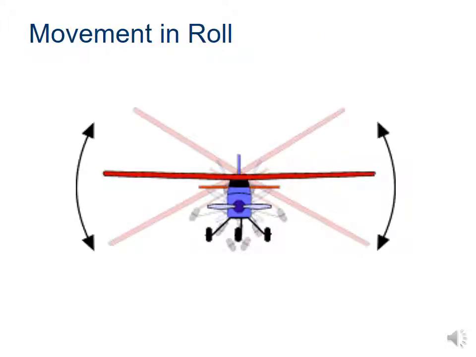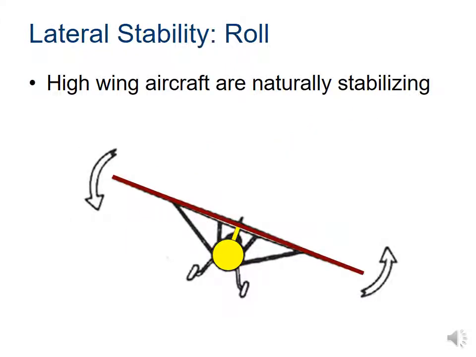Lateral stability refers to the side-to-side movement of the aircraft. Lateral stability has to do with the wing configuration. High-wing aircraft are naturally stabilizing and experience a natural pendulum effect, with mass under the wing attempting to bring it back to center.